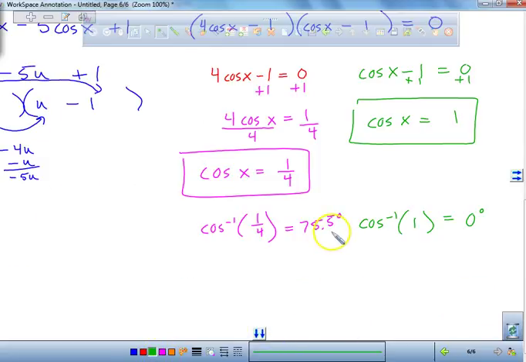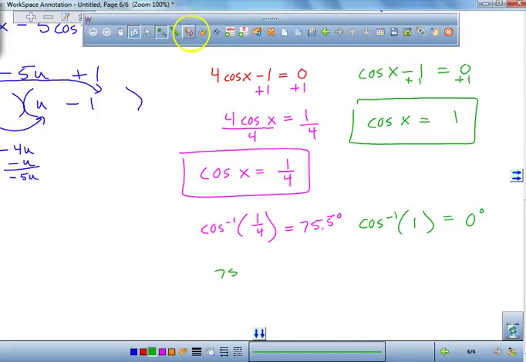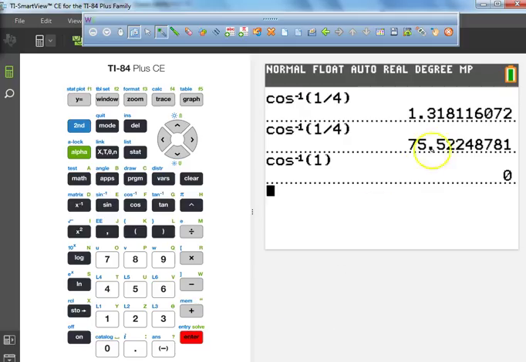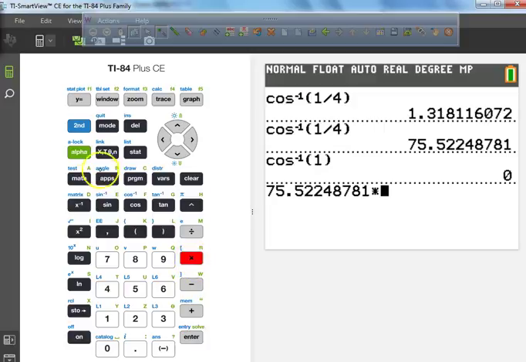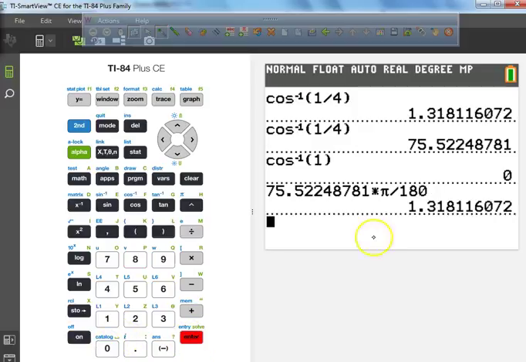What would that be in radians? What would I have to do to that 75? You multiply 75 times pi over 180. And when you take this answer and multiply it by pi divided by 180, look what you get. This is your answer in radians.